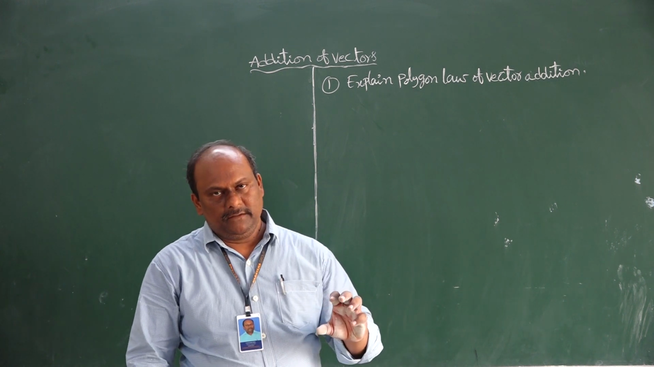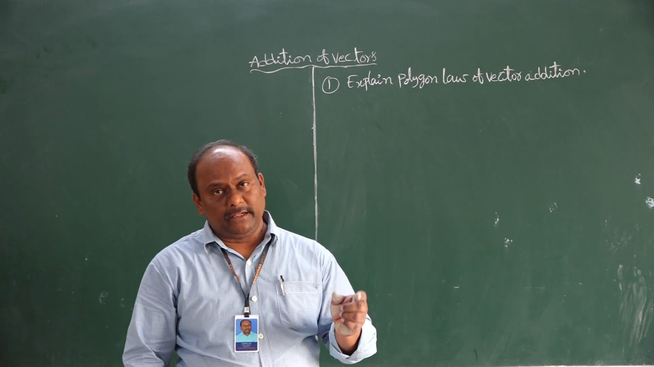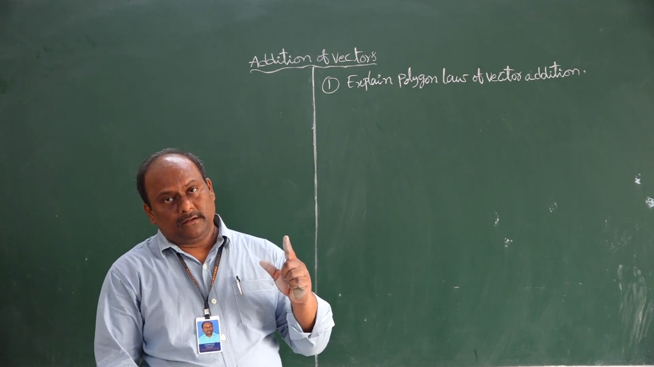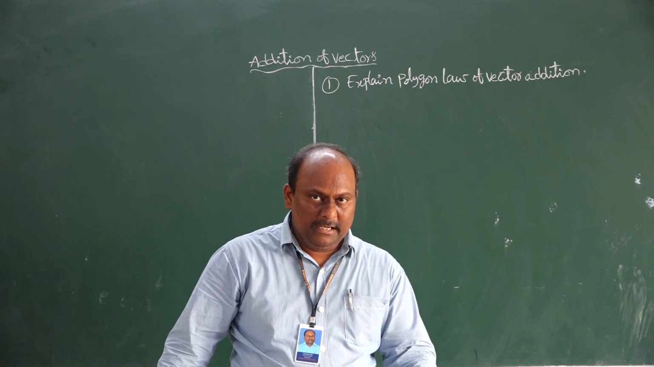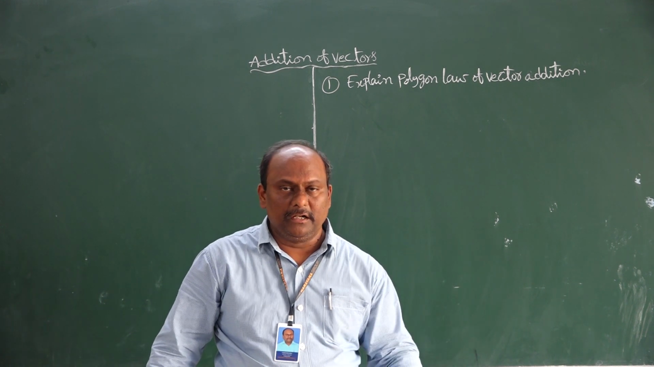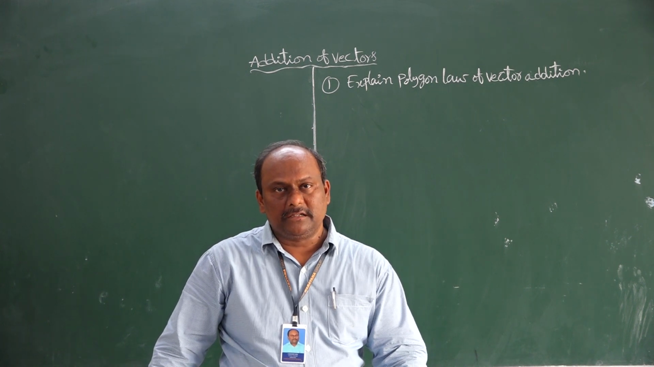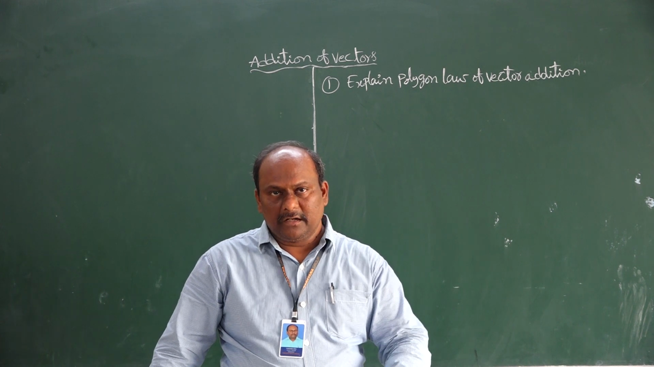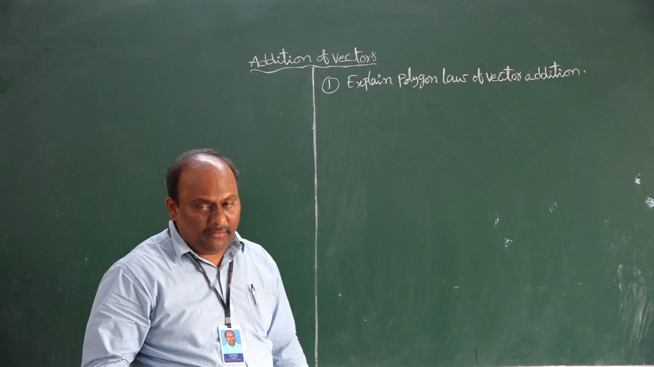In those sides, n minus 1 sides I am taking as the sides of the polygon in both magnitude and direction. Then the closing side of the polygon, taken in the reverse order, represents the resultant of all these remaining n minus 1 sides. That's why we will take the help of an example.